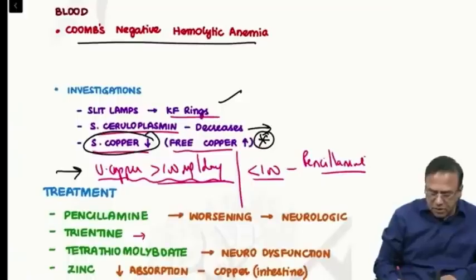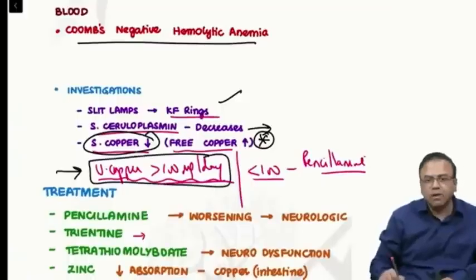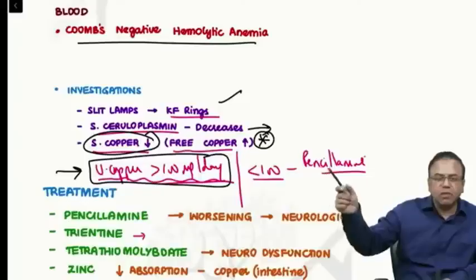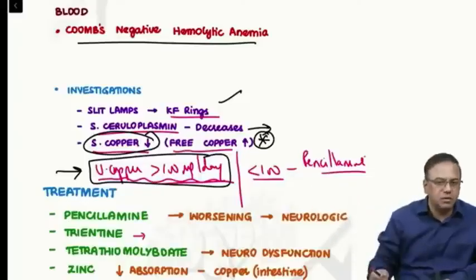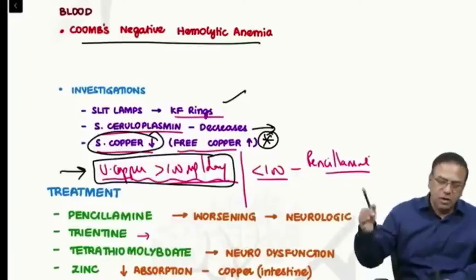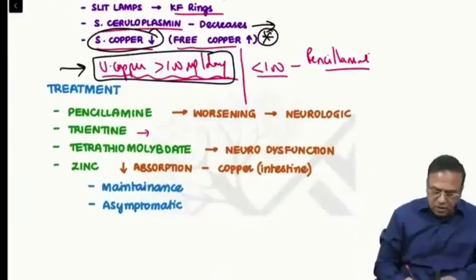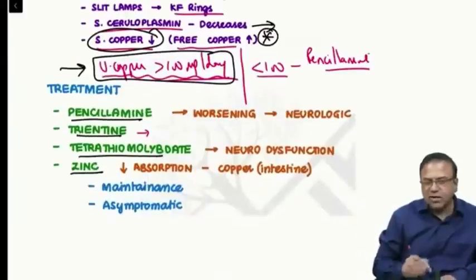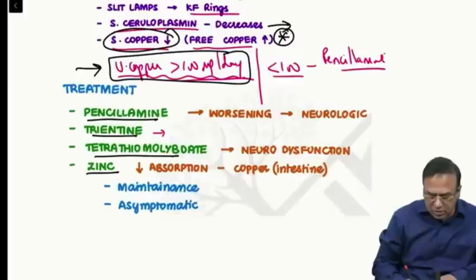The main investigation is urine copper. It should be more than 100 microgram per day. If it's less than 100 microgram, give a penicillamine challenge test and repeat the urine copper. If it's high, it is Wilson's. Treatment is penicillamine, trientine, tetrathiomolybdate, zinc. Of all these, zinc is the most useless one. Zinc is only for maintenance.